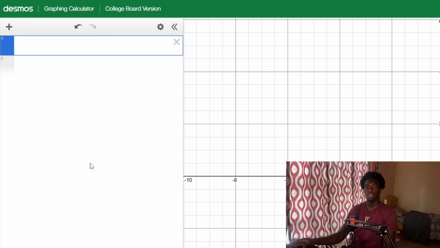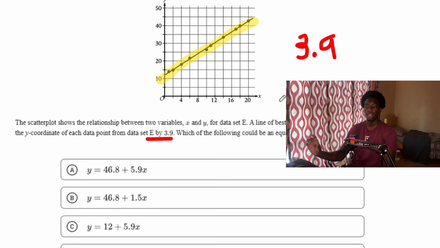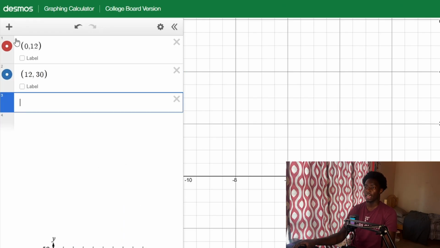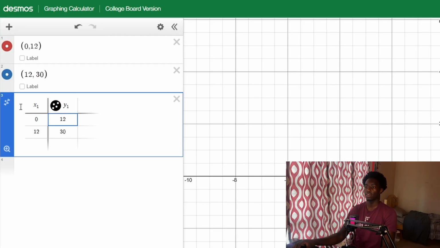First things first, we need to find out what data set E is. So let's find the line of best fit for that line by simply looking at the graph. We can see that if we look at our y-intercept and a given point on the line, that our y-intercept is at 0, 12, and we have a point on the line at 12, 30. Given this, what we can now do is create a table, and let's input these values in the table. Perfect.